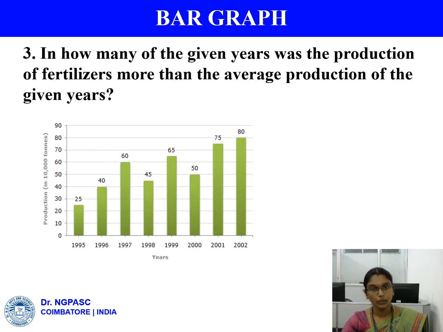Next, in how many of the given years was the production of fertilizers more than the average production of the given years? First we have to find the average production of the given years, and then compare how many years had production more than that average.